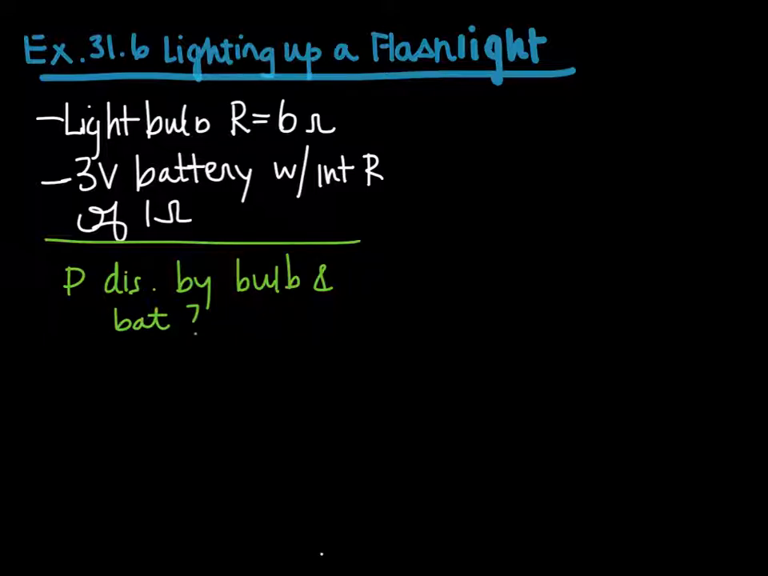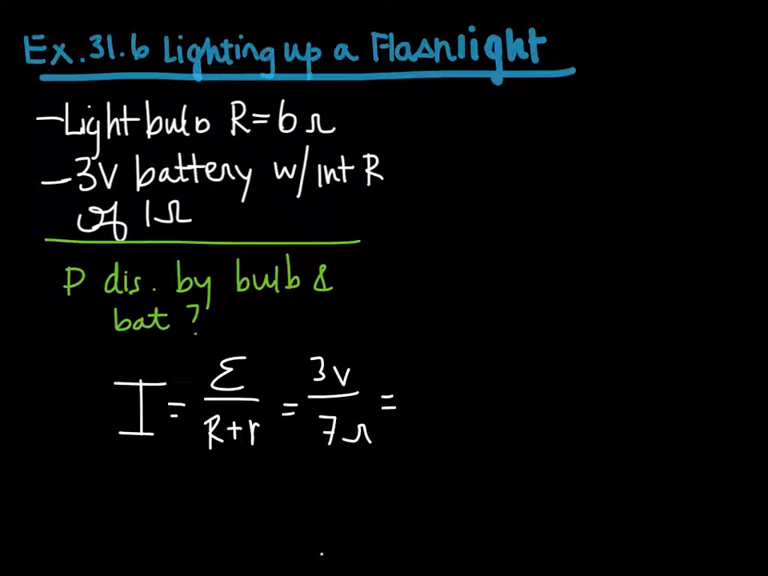The current is equal to the total potential EMF of the battery, and then we have the equivalent or total resistance of the circuit. So we have a 3-volt battery, ideally, and then we have the total resistance of the circuit in its entirety of 7 ohms. So we find that the current in this flashlight is 0.43 amps. So now that we know the current, we can determine what the power is dissipated by each of those elements.